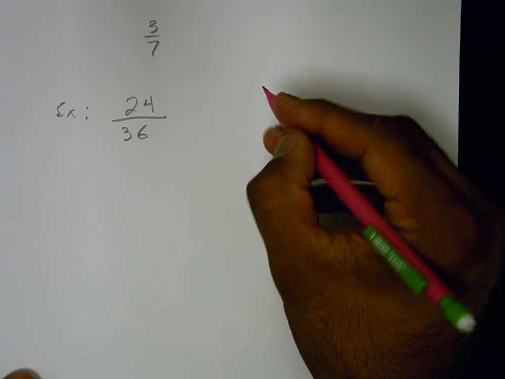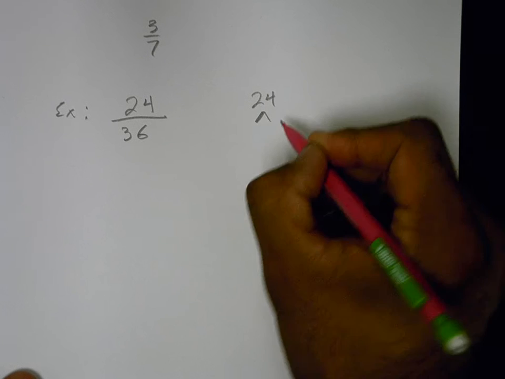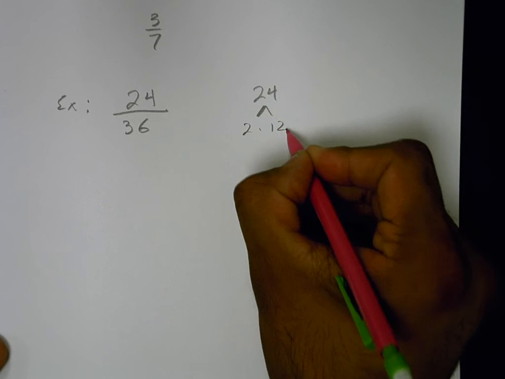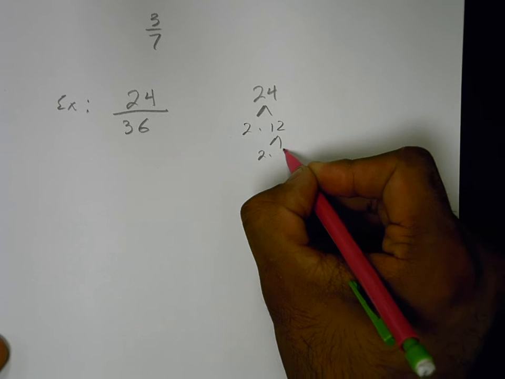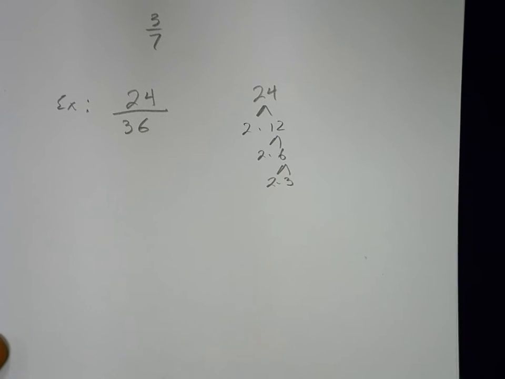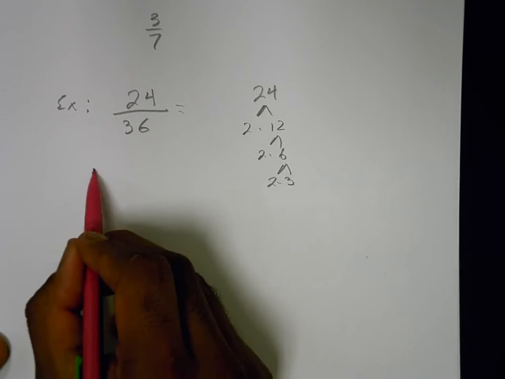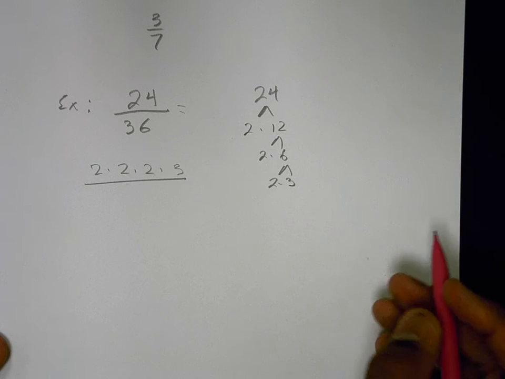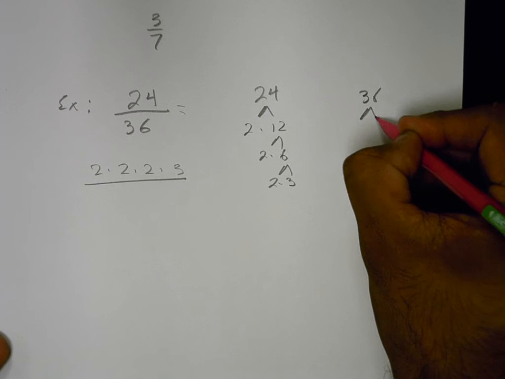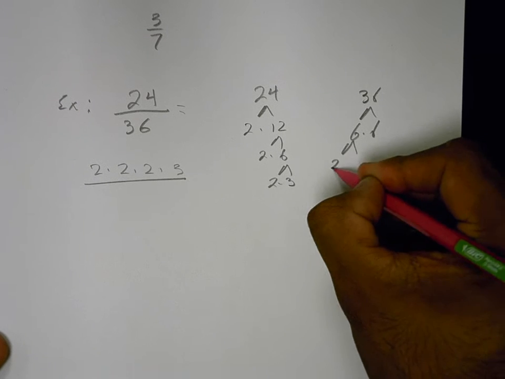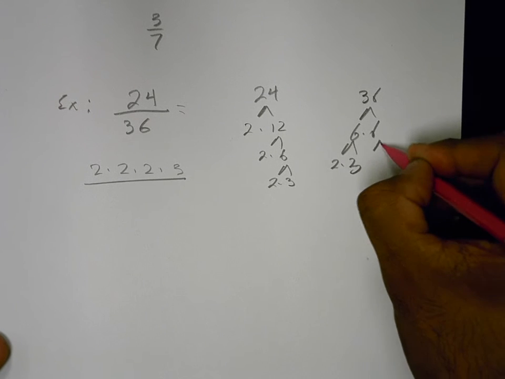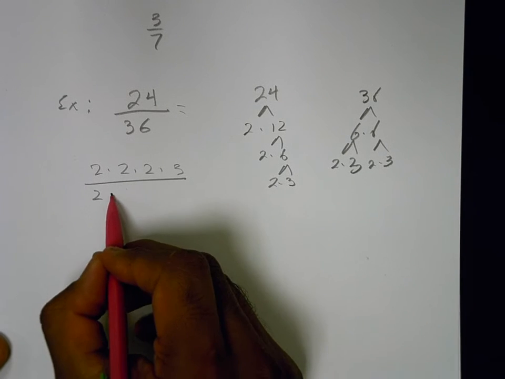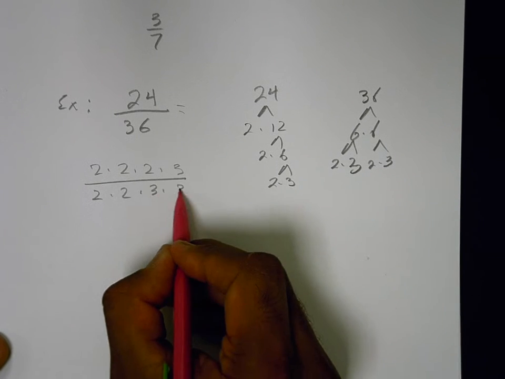24 over 36. Same thing, I'm going to do my factor trees. And there's some ways to shortcut this stuff, but this will always work. 2 times 12, 2 times 6, and then 2 times 3. So I'm going to rewrite 24 as this. And I'll break this one into this. I'm going to put them in order. So it's 2 times 2 and then 2 3s.